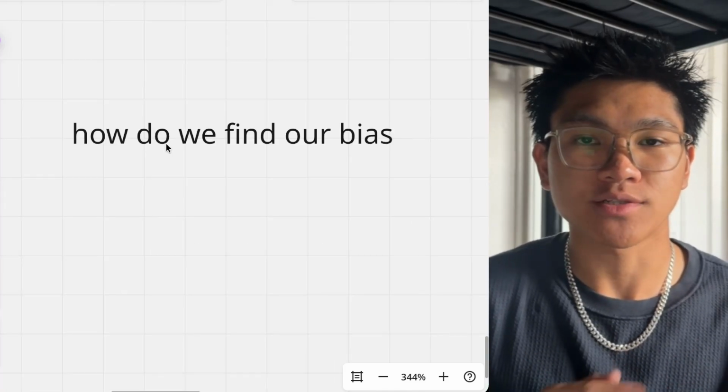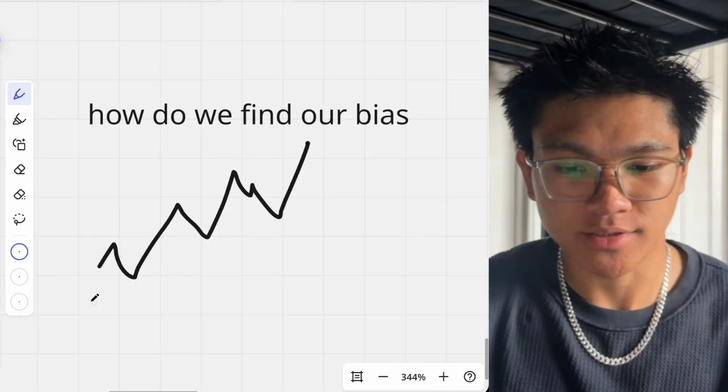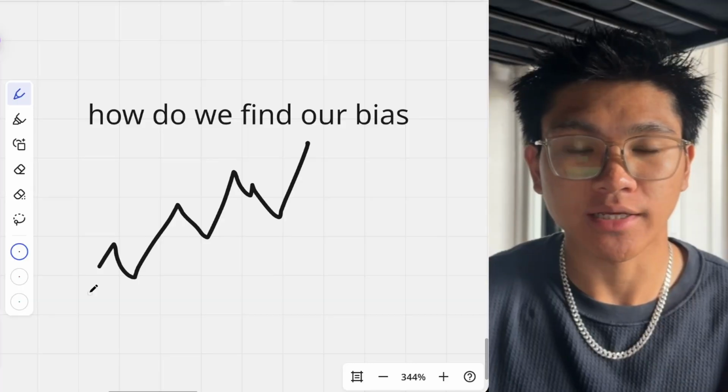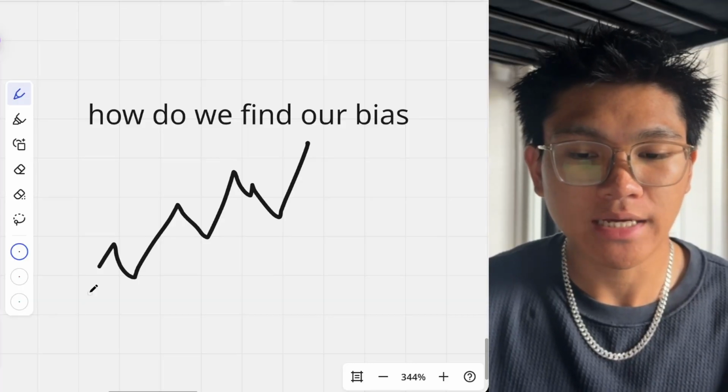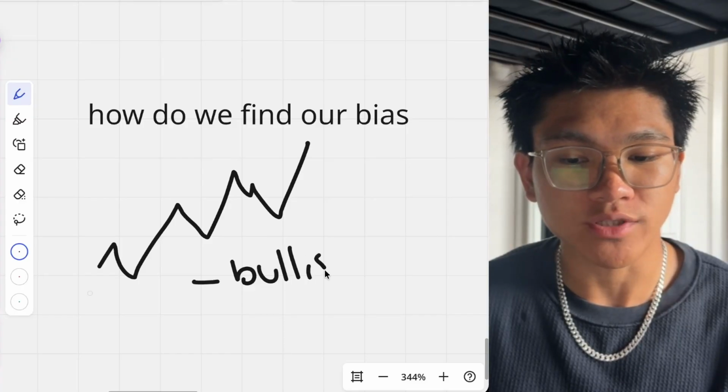So of course, how do we do this? Well, we want to look on the left side of the chart. And this is something that you don't want to complicate. So if price is moving in a trend and there's higher highs and higher lows, then of course, we're going to automatically assume that it is going to be bullish.